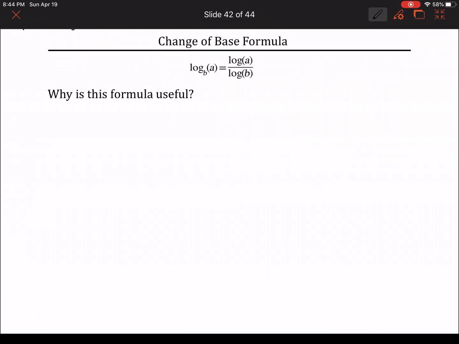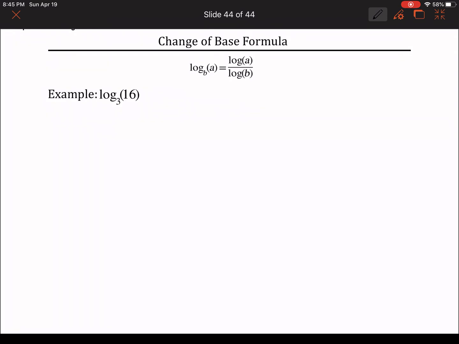So this formula is useful whenever you have equations. It's useful to evaluate answers that are irrational. Like if we said log base 2 of 3. Is there any number that we can raise 2 to equal 3? No, but we could say log 3 over log 2, and in your calculator you would get an answer. So it just allows us to use our calculators.